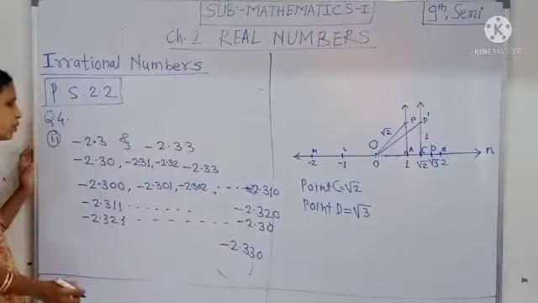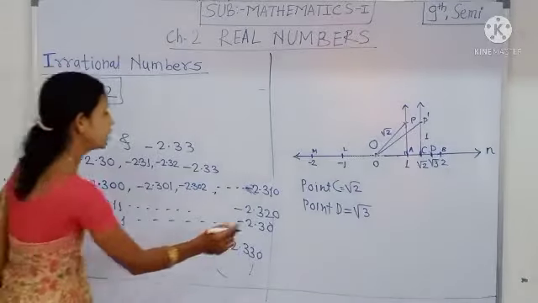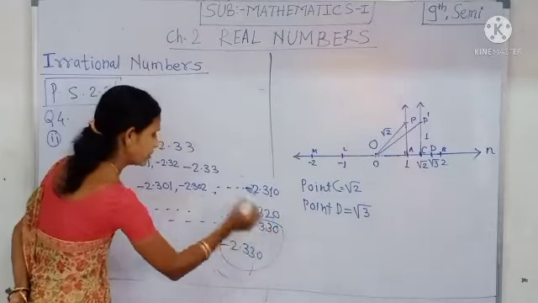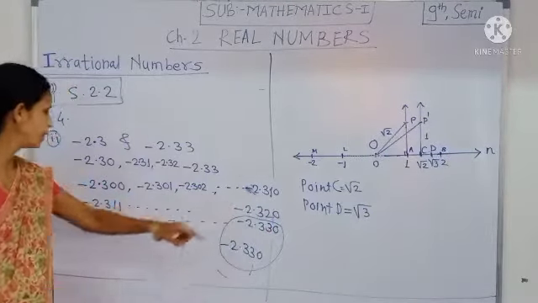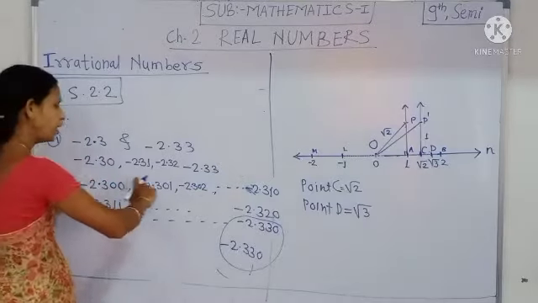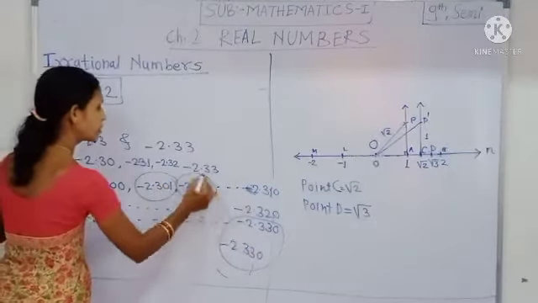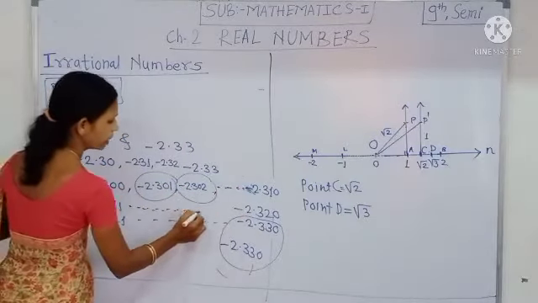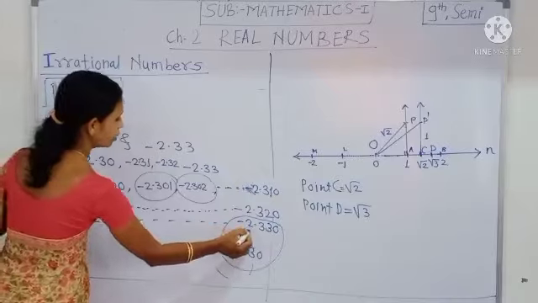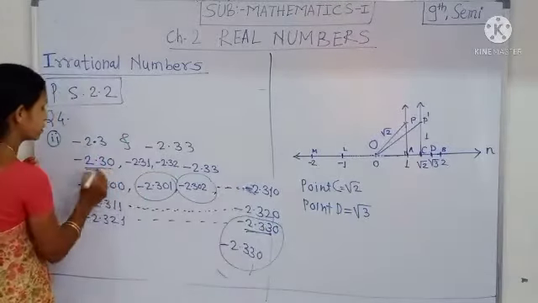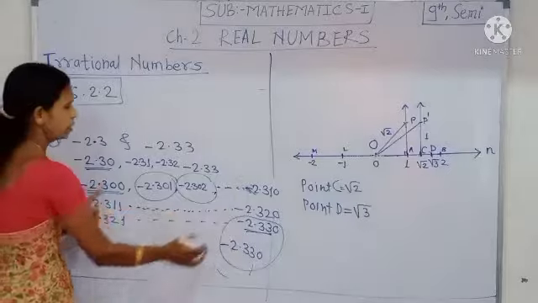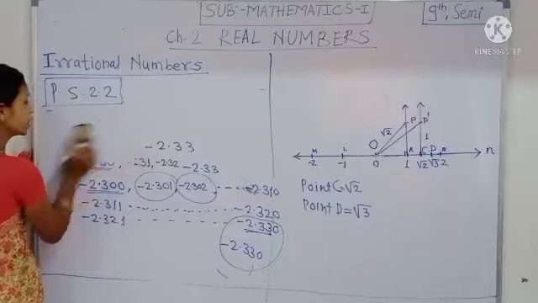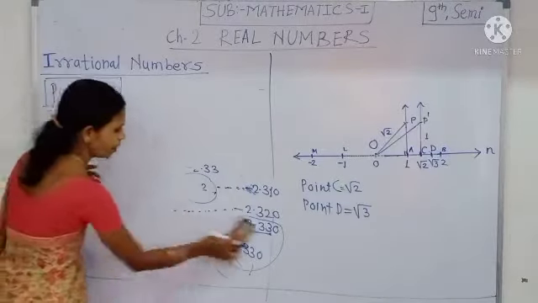Up to minus 2.330, that is nothing but that number. That means we can write many rational numbers. The dot dots mean there are a few more rational numbers which lie between those two numbers. Then you may practice solving those types of examples from practice set 2.2.